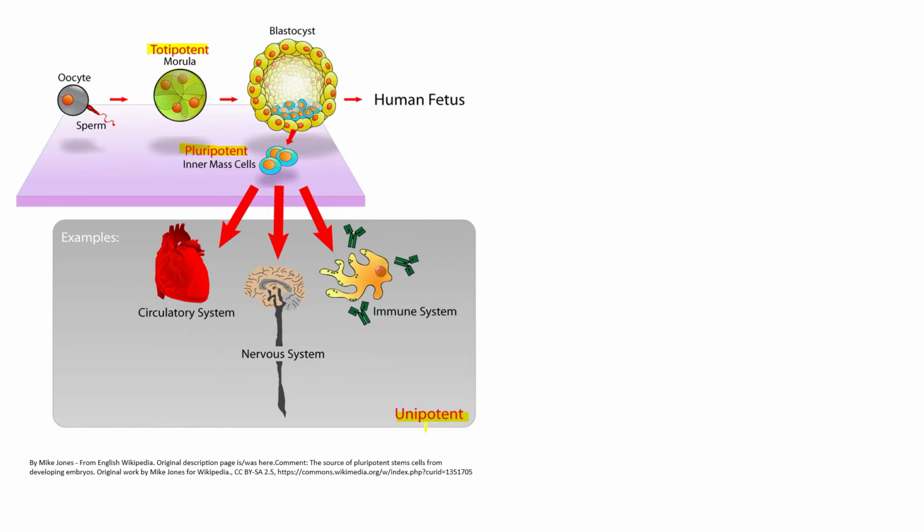Unipotent stem cells can differentiate into any cells that form after the primitive streak. So remember that the primitive streak will divide the inner cell mass, also known as the embryoblast, into the ectoderm, endoderm, and mesoderm. So unipotent stem cells can differentiate into one of these germ layers.